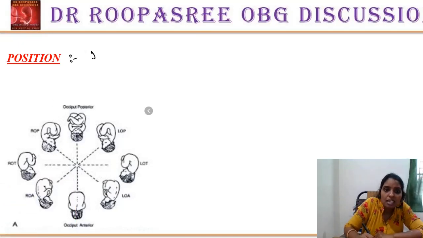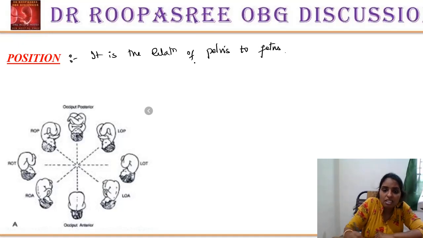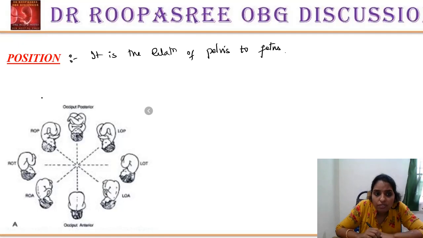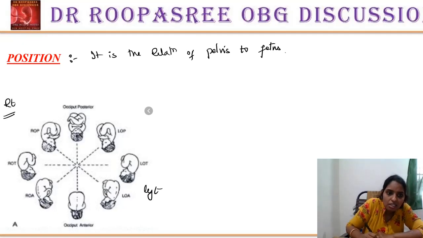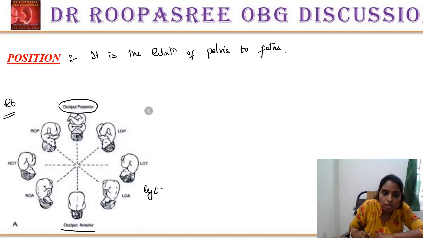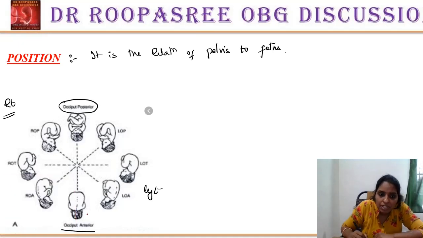Position means the relation of pelvis to fetus. This is the pelvic cavity if we think. It is a relation of the pelvis to the fetus. Sometimes, if we take this as the left side and this as the right side, here the occiput is anterior, here the occiput is posterior. Now, how we define the position: here the occiput is anterior, we are on the left side, so it is left occipito anterior. On the left side the occiput is anterior.